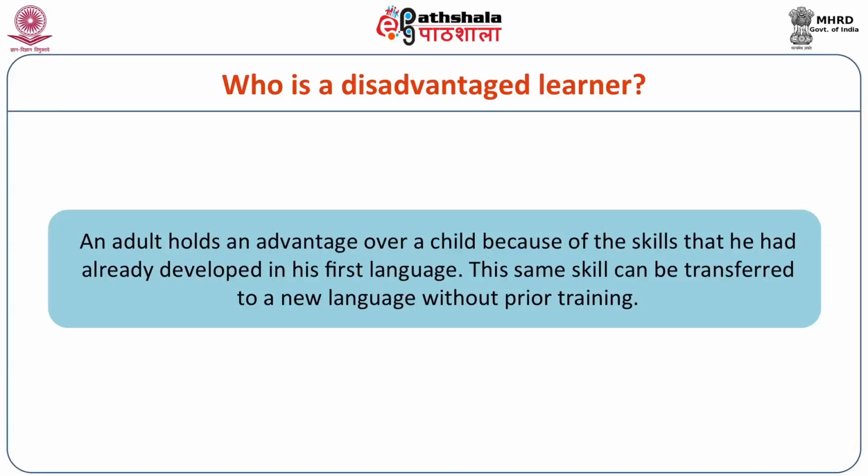An adult holds an advantage over a child because of the skills that he already possesses, because he has developed the type of sentence construction, the hold over the language as his first language. The same skill can be transferred to a new language without prior training.